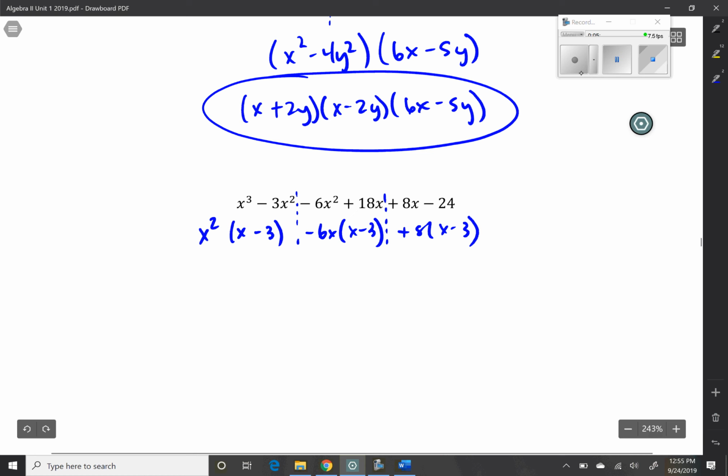Now, how did I know to group it into 3 groups of 2 instead of 2 groups of 3? I looked at where my exponents kind of stayed the same. If I wasn't sure and you did it in 2 groups of 3, you'll notice you don't get a GCF. So what do you have here?